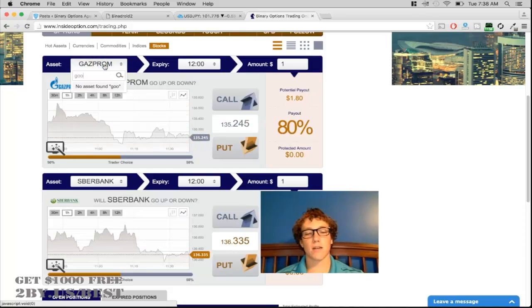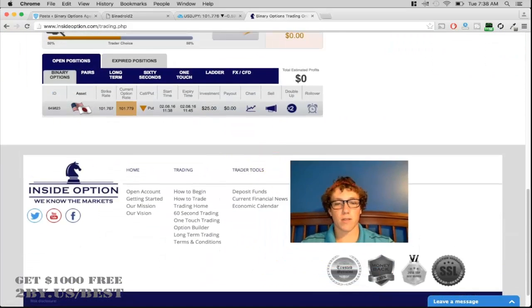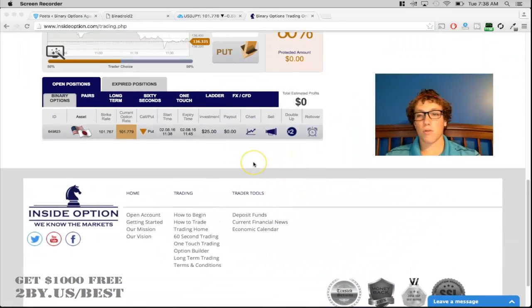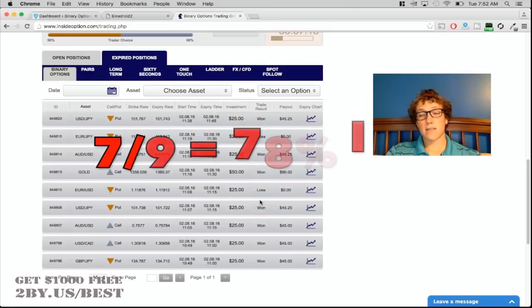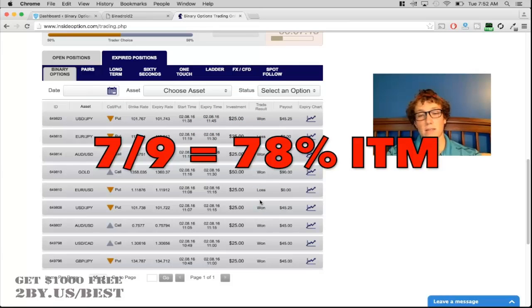No, see, Google's not currently available, and that's okay. That is just the last trade that we're going to do, and then I will show you all the trades I made with this software. Okay, so all these trades just expired, and this is what we are looking at here, all my expired positions. So I have taken 1, 2, 3, 4, 5, 6, 7, 8, 9 trades, and out of those 9 trades, I lost 2 of them. So that means a solid 7 out of 9 trades in the money.